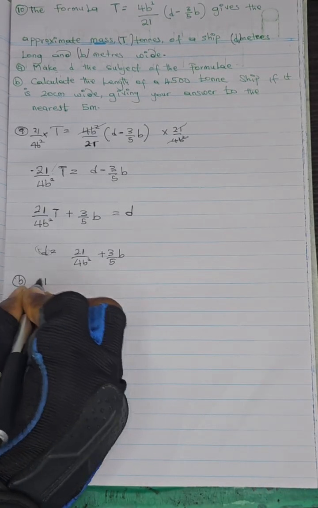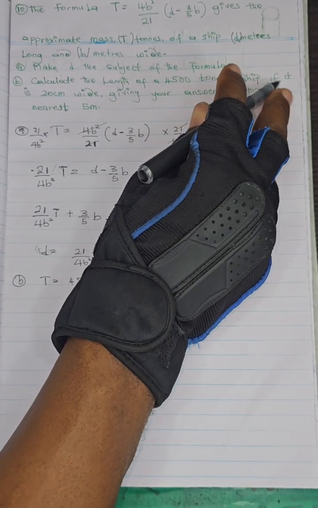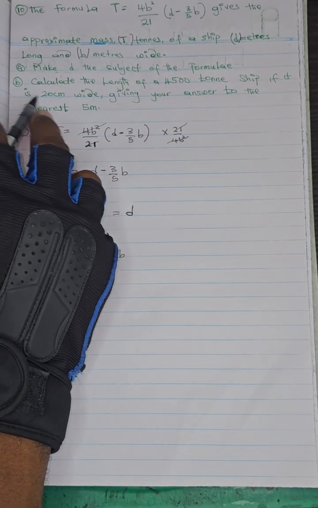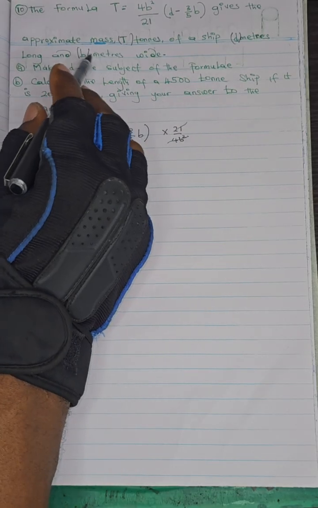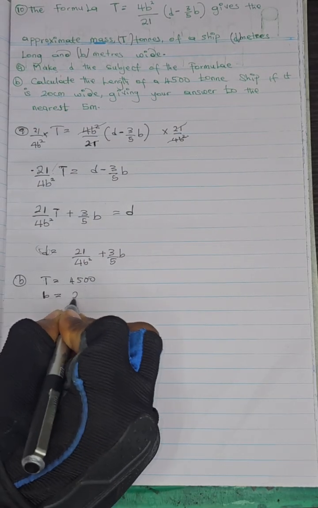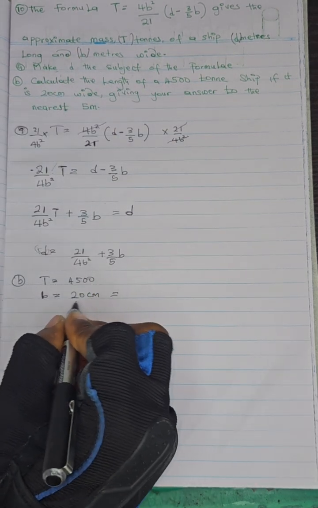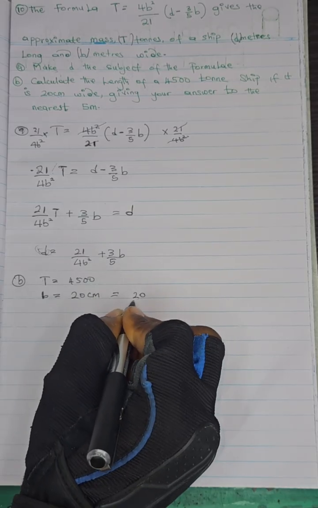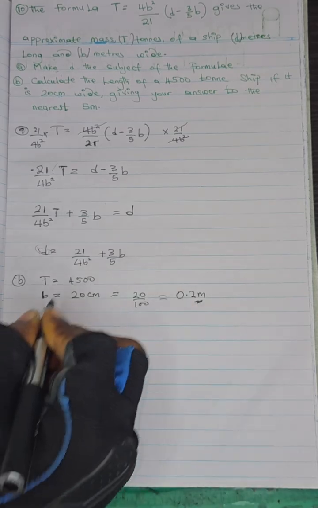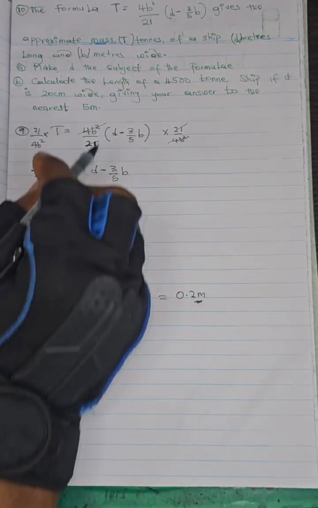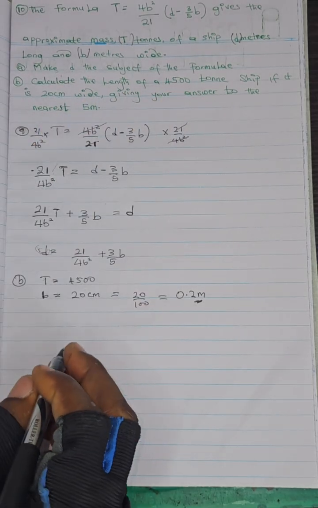Let's go to b. T is now 4,500. I don't know why I said 5,000 initially. Of a ship, if it is 20 cm wide, then b, we all know that width is for b, so I'm replacing it with b. B is 20 cm, but mind you, they said it's in meters, so I'm converting this to meters. To convert cm to meters, divide by 100, so 20 over 100 gives 0.2 meters. Very important, make sure you're calculating in the right unit. Then the final one, giving your answer to the nearest 5 meters.